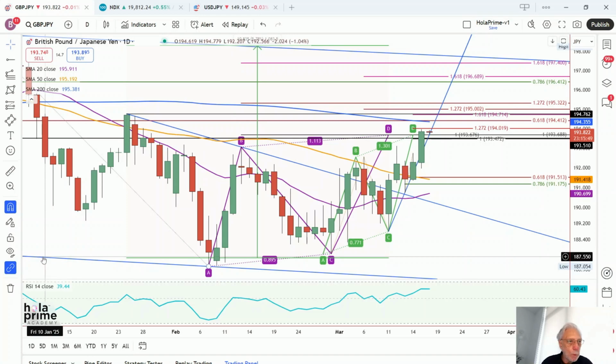This is Bruce for Hola Prime, taking a look at the pound yen, the Nasdaq 100, and the dollar yen from a technical perspective, starting with the pound yen.